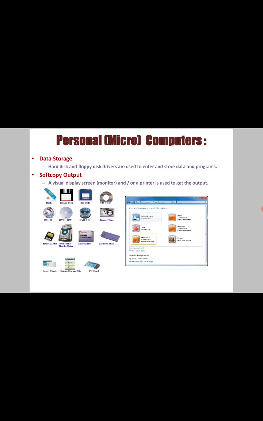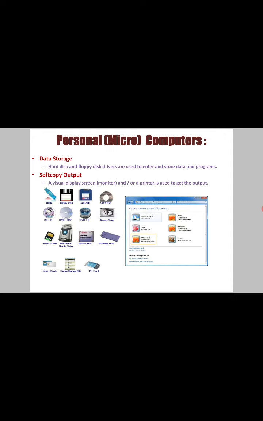Personal computers and microcomputers are both the same. In microcomputers or personal computers, generally hard disks and floppy disks are used as data storage devices to enter, create and store the data and programs. And for soft copy output, there are a visual display screen, a monitor, and a printer used to get the output.